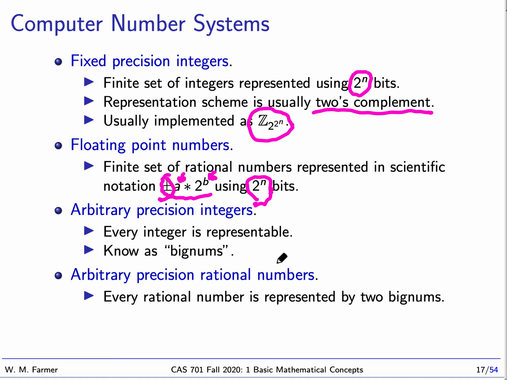So you see we have a tension here between fixed precision and arbitrary precision. Okay, well, we're going to stop here. We will continue next time with looking at some more mathematical values.